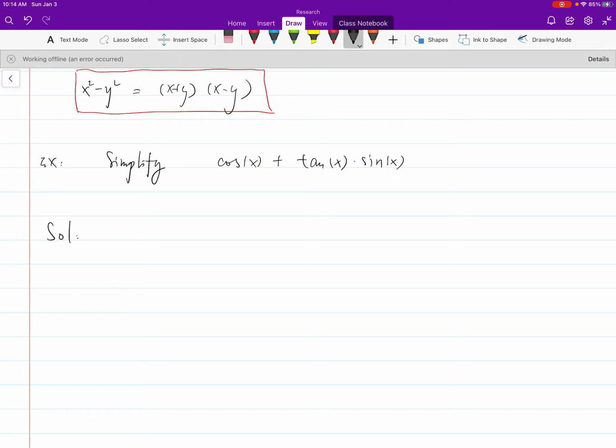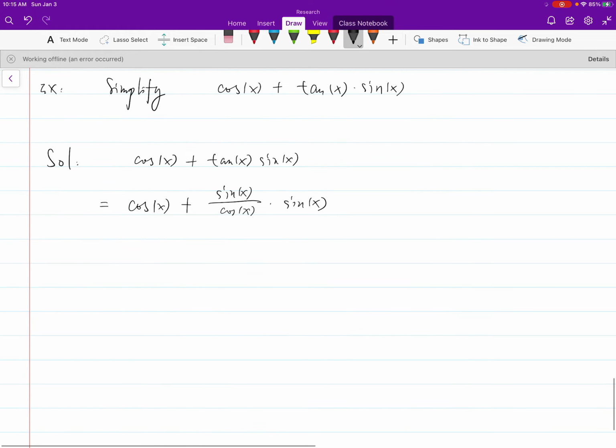Does it help me? Probably, because now I have three types of trigonometries. I have sine, cosine, and tangent. But if I change the tangent to be sine and cosine, at least I only have two trigonometries. Hopefully after that, they cancel each other. So the first thing is change this to this. It may not work, by the way. We just give it a try. I do know this. Okay, at least they look different.